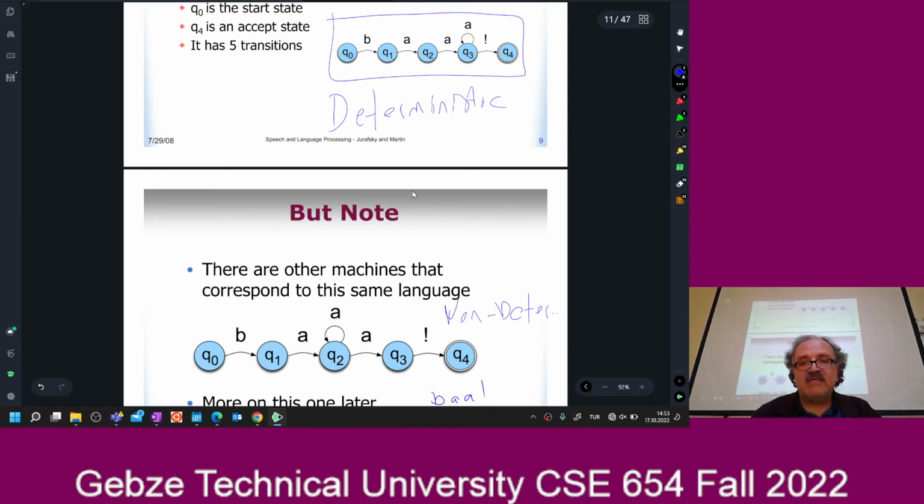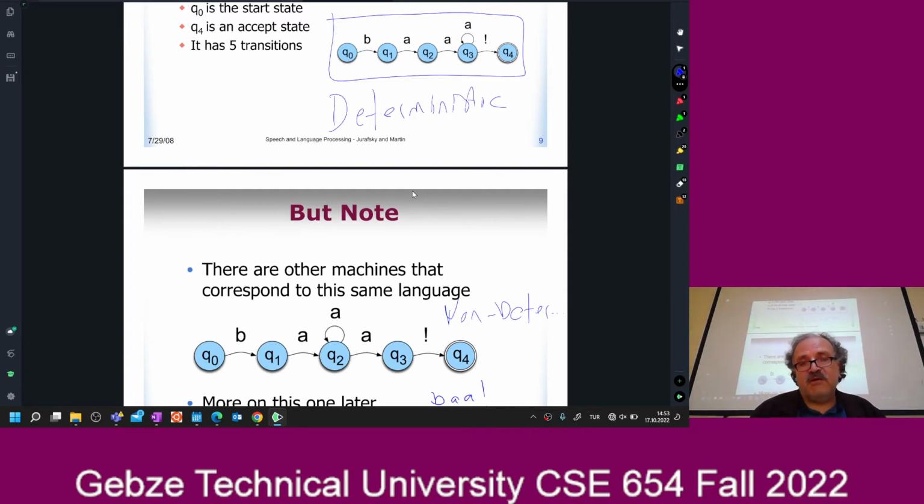Well, you have to test all the cases. If I go this way, and if I go this way and this way, can I accept the string? No, then maybe I should go the other way. So which one would you prefer, the deterministic one or the non-deterministic one?